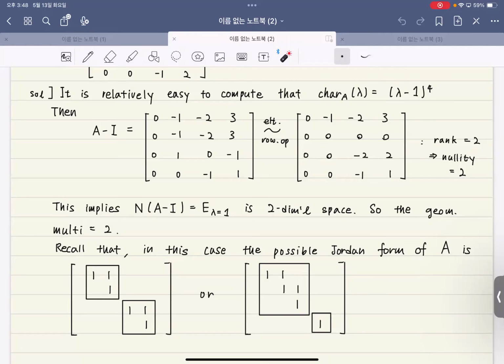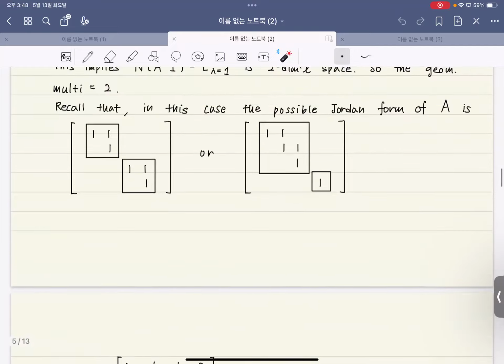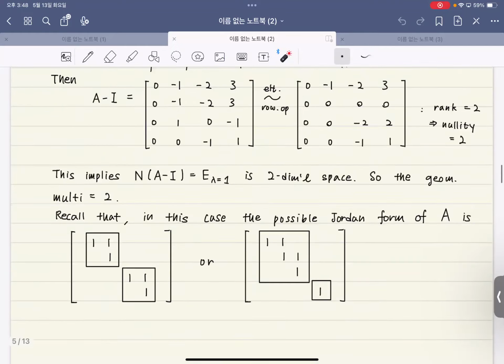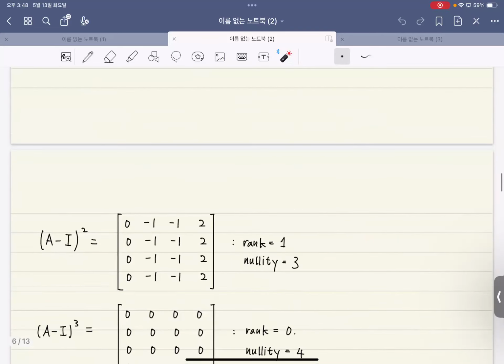All right, this is my trick, this is my idea. What I did was compute A minus I squared, the second power of this matrix. This is a tedious computation, so I did it by myself, and I ended up with this matrix. How many linearly independent vectors can you see here? There is only one linearly independent row vector. So its rank is 1 and its nullity is 3.